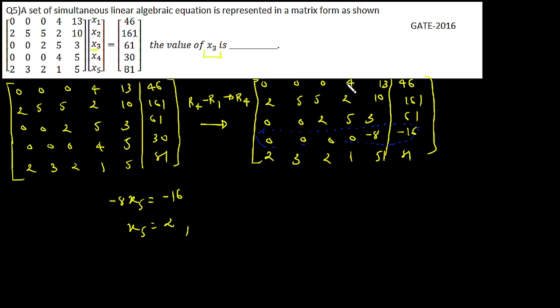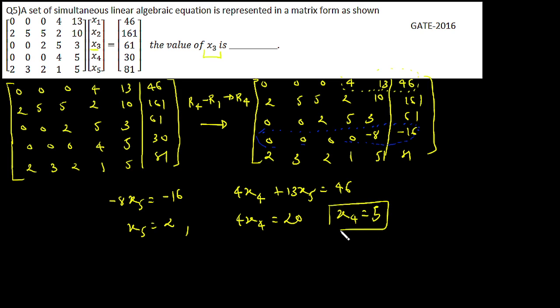Now from this first row we can get x4 because we already know the value of x5. So let's put 4x4 plus 13x5 equal to 46. So x5 is 2, so we get 26. We have to subtract 26 from 46. So we are getting x4. Okay, 26. So we are getting simply 20. So we get x4 is 5.